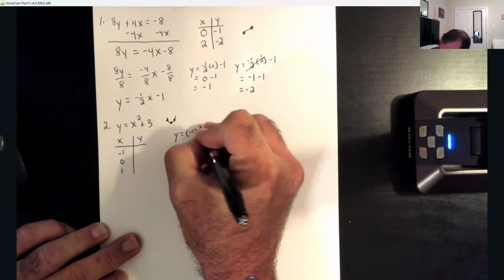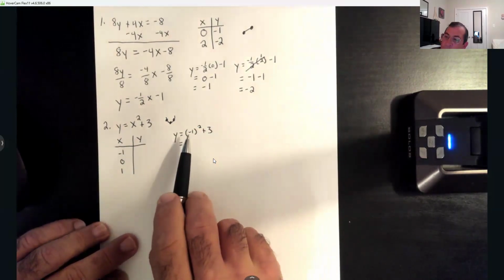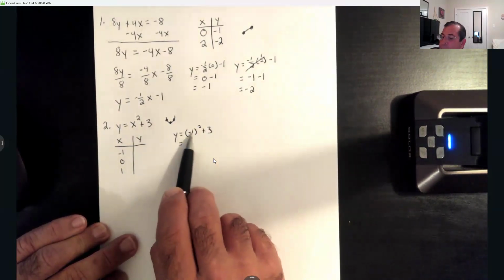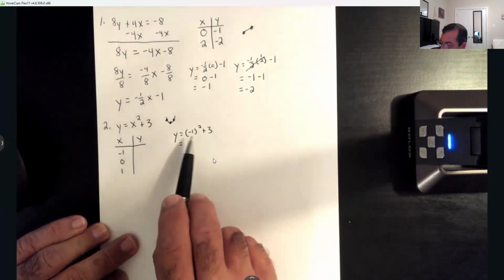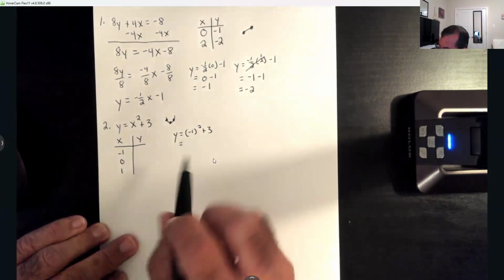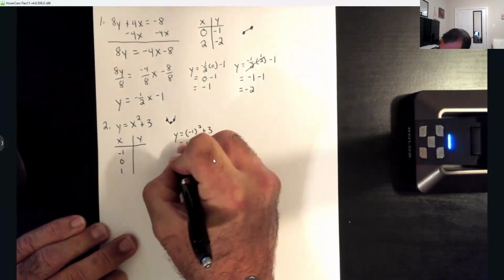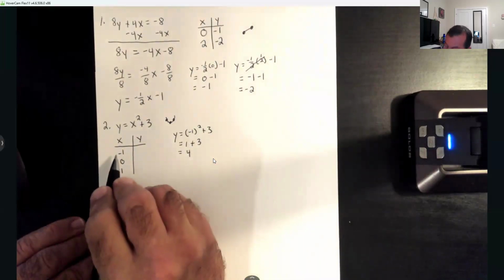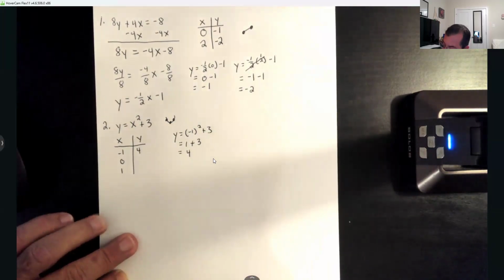(-1) squared plus 3. Now, if you do this on the calculator, you better put that -1 in parentheses like I got it. Okay? If you don't put this in parentheses on the calculator, it'll give you the wrong answer. Because -1 times -1 is a +1 plus 3, and then 1 plus 3 gives me 4. So when x is -1, y equals 4.